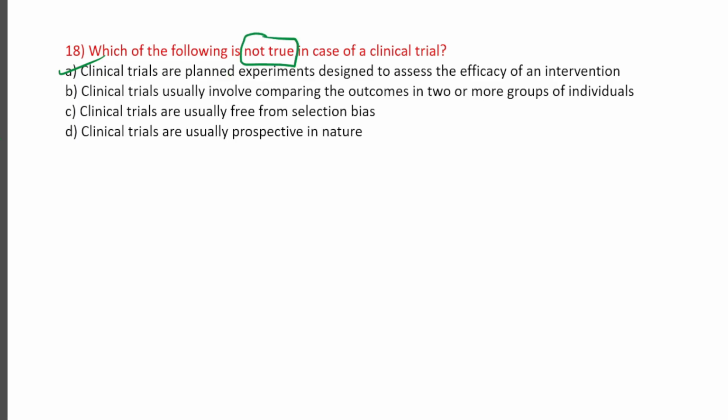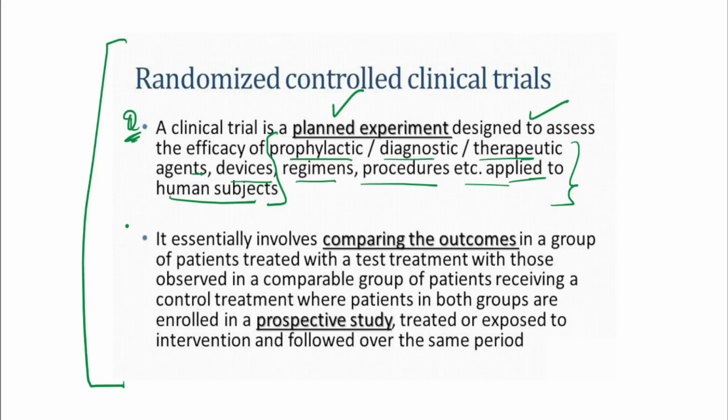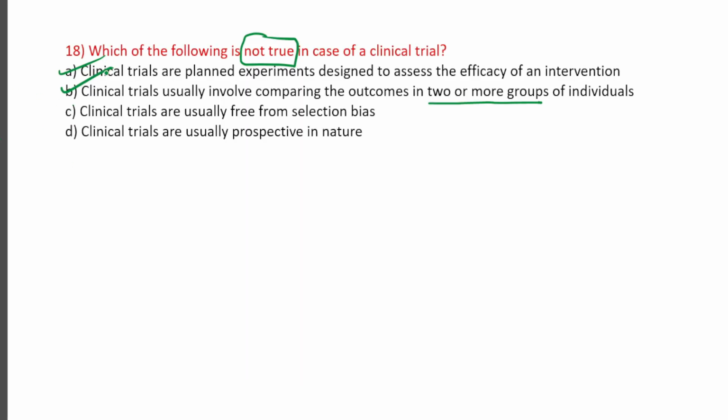Now the second option, that clinical trials usually involve comparing the outcomes in two or more groups. See this information further: it essentially involves comparing the outcomes in a group of patients treated with a test treatment with those observed in a comparable group. So one group, two groups, two or more groups are involved. And thirdly, it is a type of prospective study. So in our options, the second point is also a true statement, and finally, the last option is also a true statement.